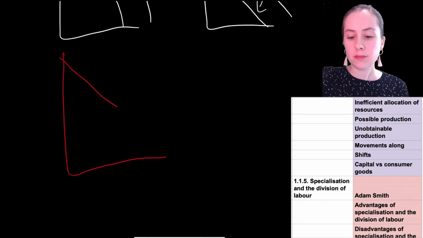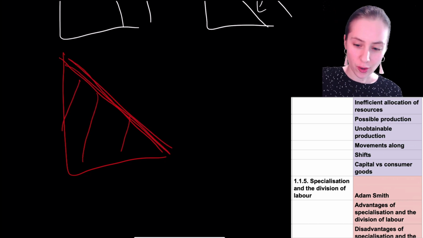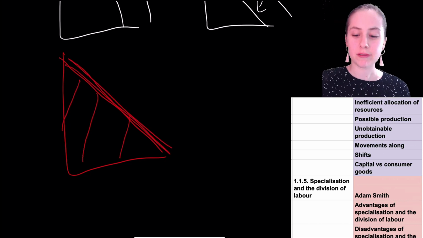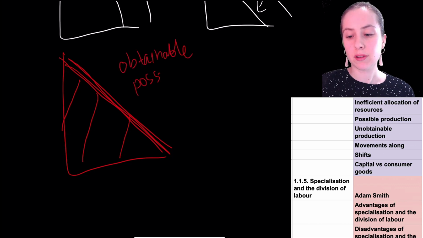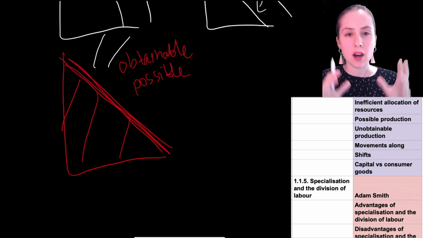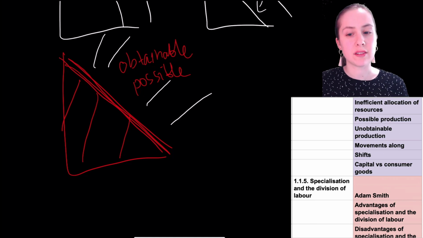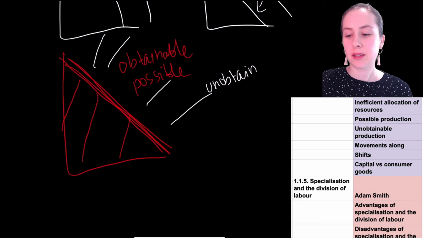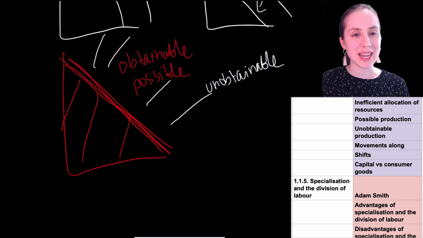Possible production. It turns out that everywhere on your PPF, so on the line, or inside your PPF, is possible to produce. So in other words, it is obtainable. Unobtainable production is everywhere outside it, so not on the red, not beyond the line. The white bit's unobtainable. No matter what, you cannot produce that.